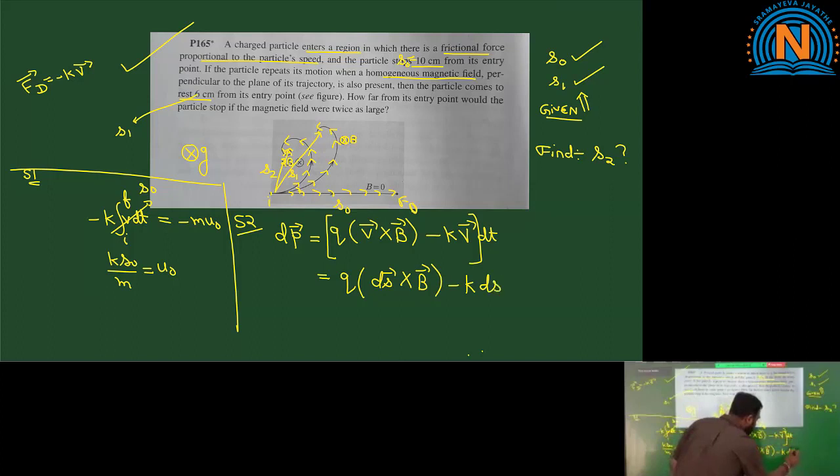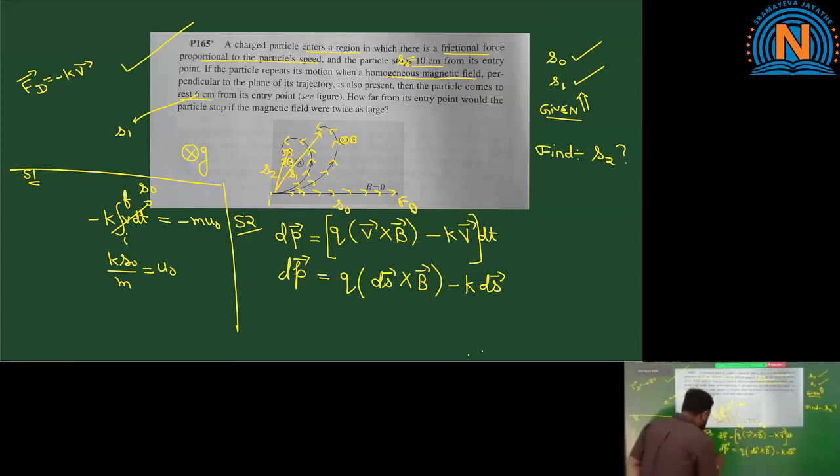Now try to observe carefully. If you multiply dt with both the terms, this dt will come into the expression. This becomes q into ds vector cross B, and minus k v dt becomes minus k ds, and that becomes your dp. Basically, dp is this, right? I've taken this dt scalar with this v term. And now I just thought upon taking the integral.